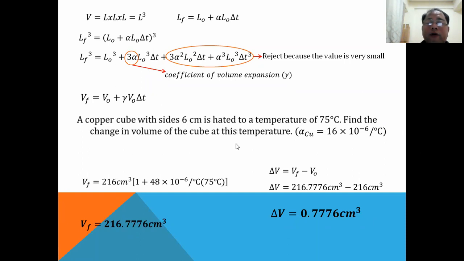Again, this is how much it will expand from 0 to 75 degrees Celsius, given that you have a copper material. Again, the coefficient of expansion of copper is 16, so 16 will be multiplied by 3. That's why what was used here for gamma is 48. So 16 times 3 is 48. Again, this is volume, so we use gamma here. But what is usually given is the alpha value.